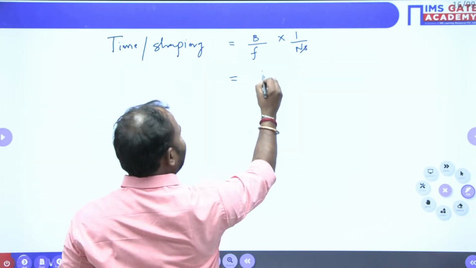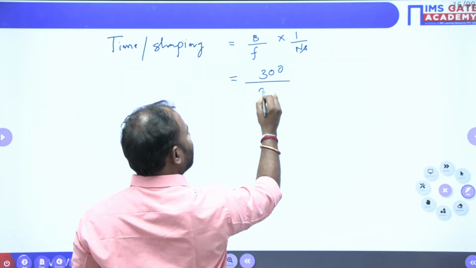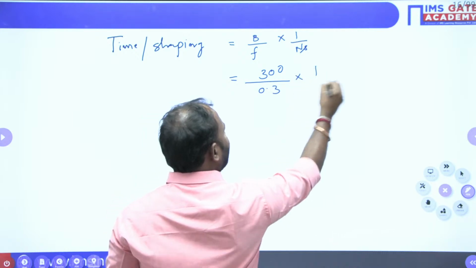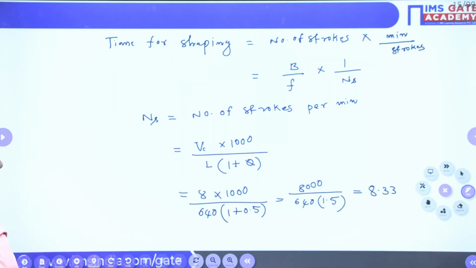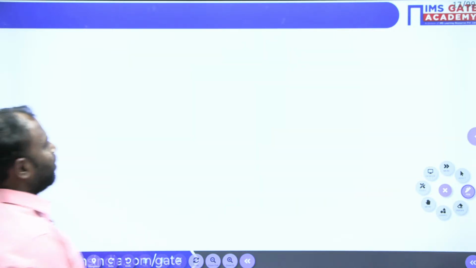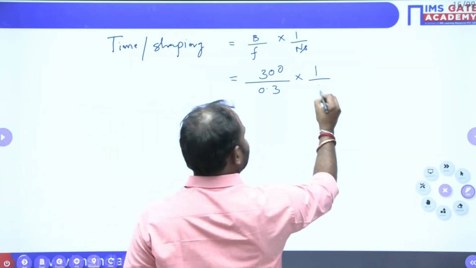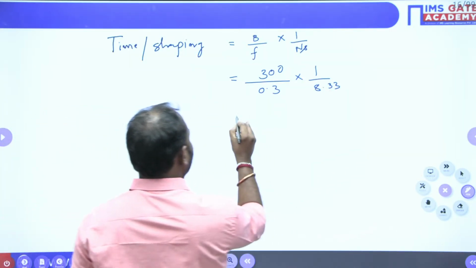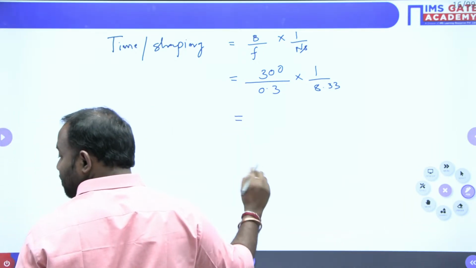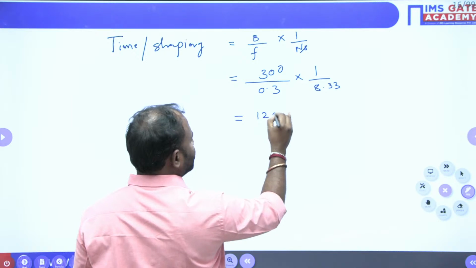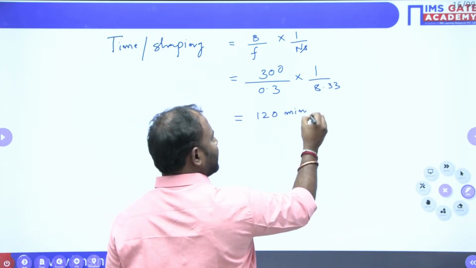So B is 300, and it is 0.3 into 1 by the number of strokes per minute. Just now we have calculated 8.33. From there, I am going to get 120 minutes. This is your shaper machining time calculation.